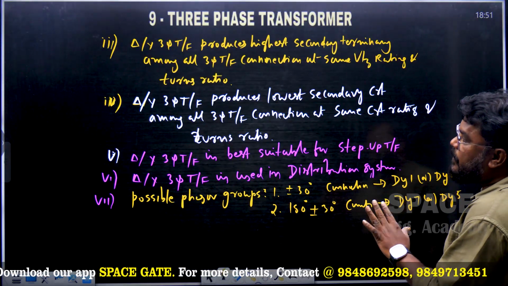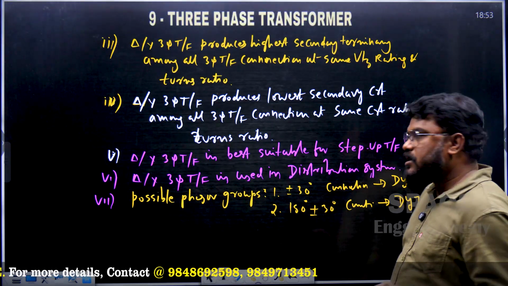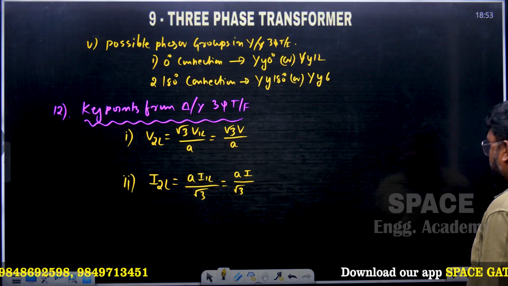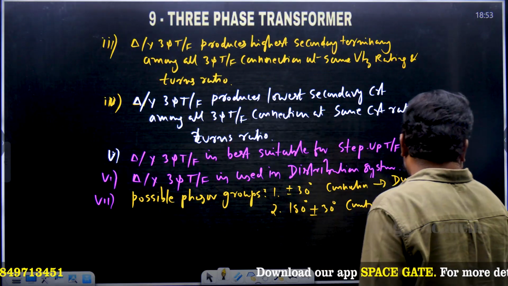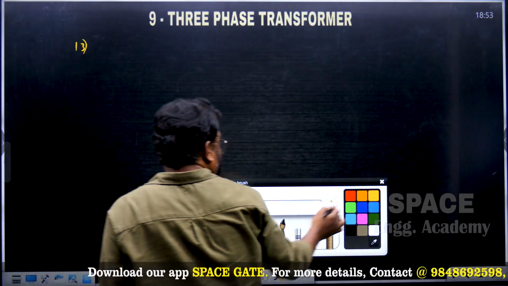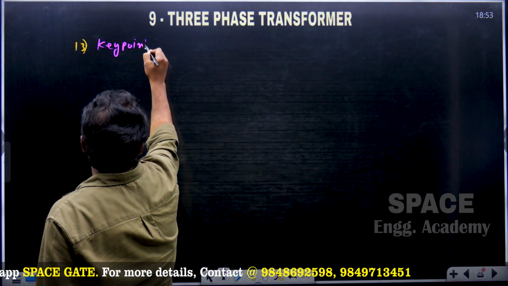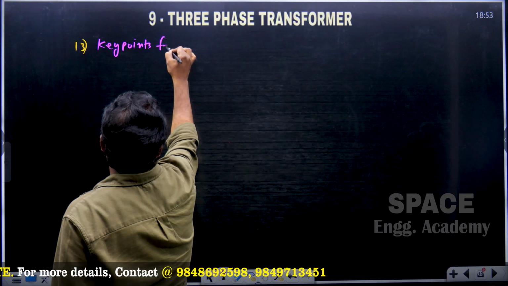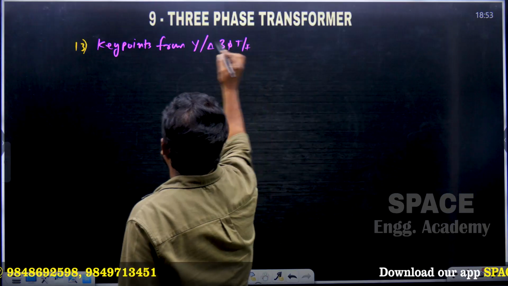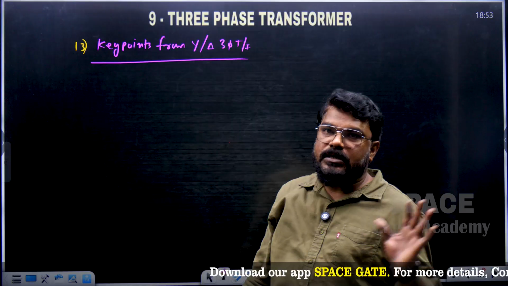So these are all possible questions from delta star 3-phase transformer. Next observation, the 13th one is key points from star delta 3-phase transformer. Star delta means primary windings are connected in star whereas secondary windings are connected in delta.